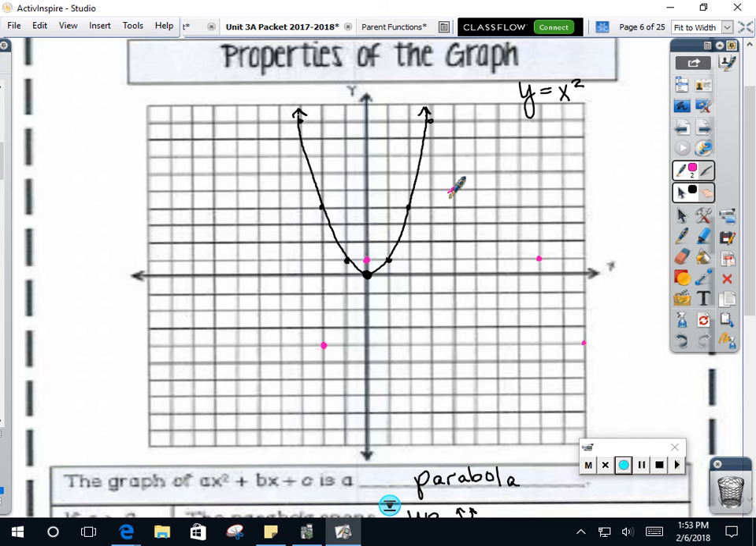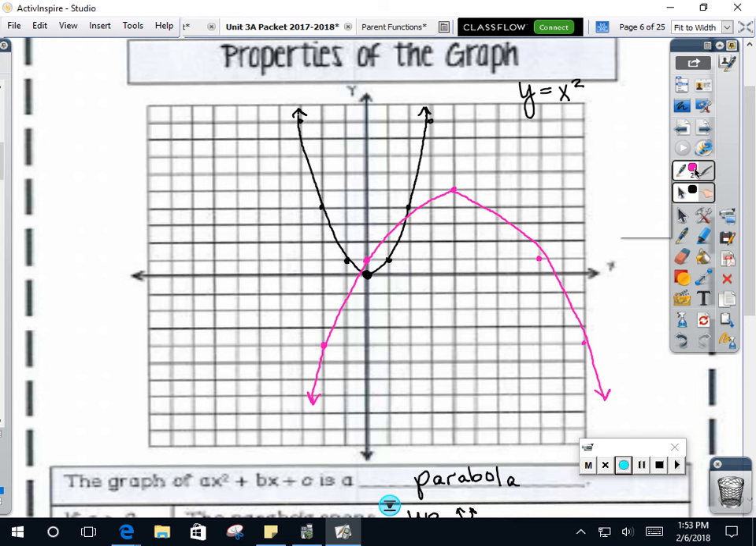Okay, now that it's on the paper, you can definitely see that it opens downward. Oops, I missed that point. And you can definitely see that it's wider. There's a vertical shrink that's occurred because the a value was a number less than 1.